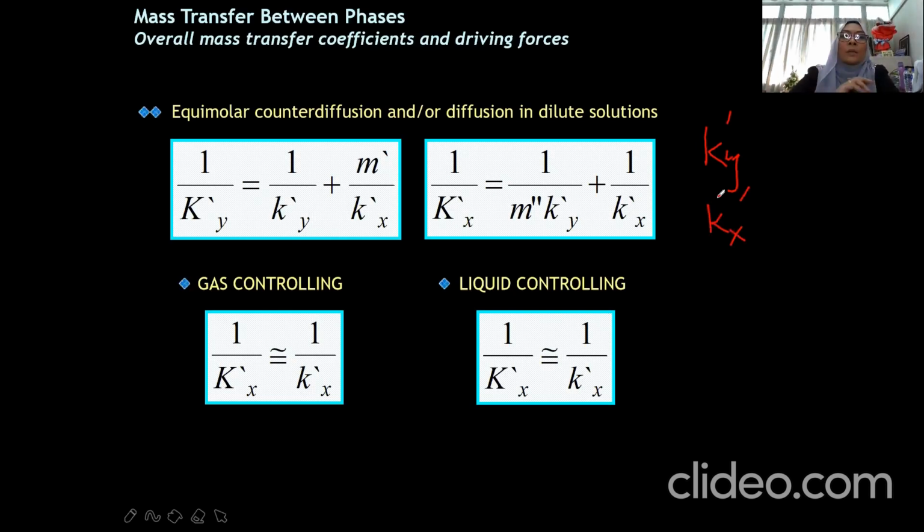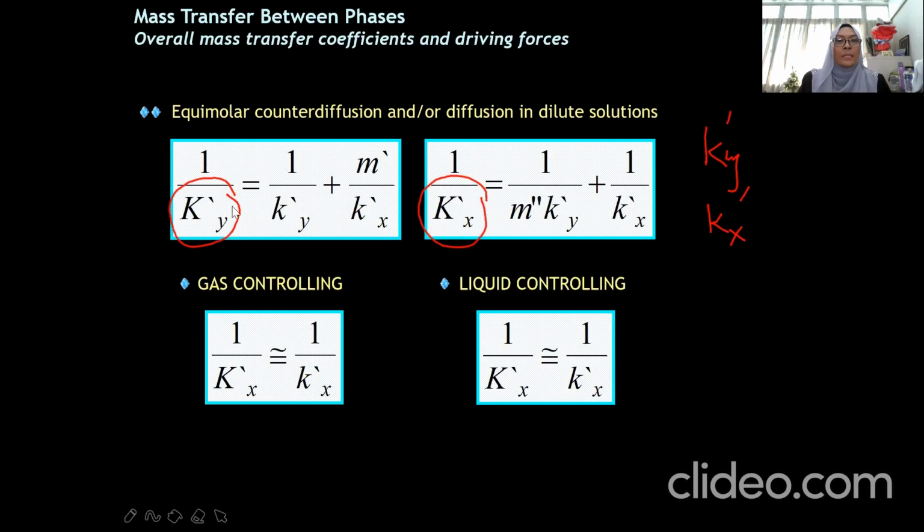Okay, small k. What I want to introduce to you today is the overall mass transfer coefficient, which is denoted by capital K, capital Kx and capital Ky. These are the correlations between the capital K, which is the overall mass transfer coefficient, and the film coefficients. This is for the gas and this is for the liquid.